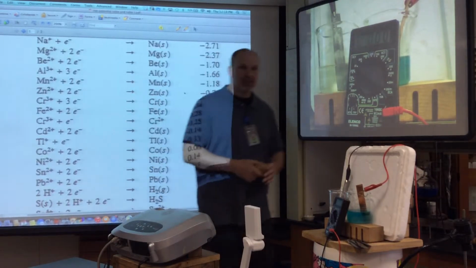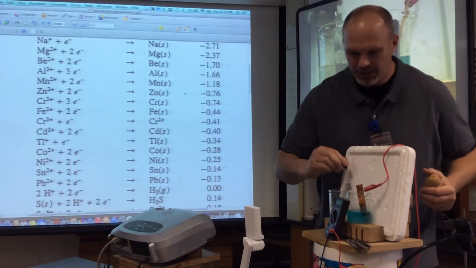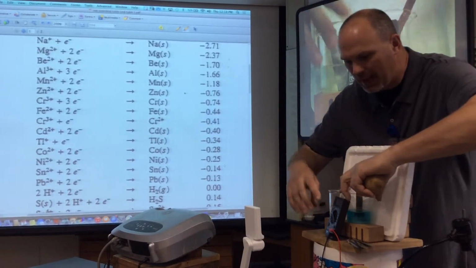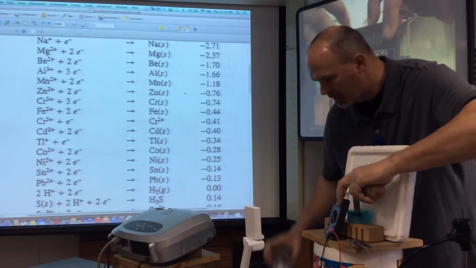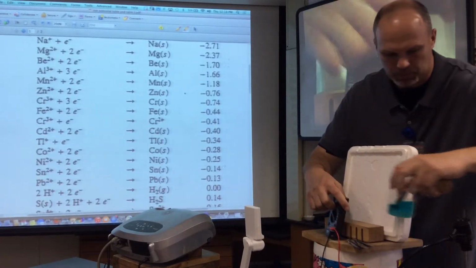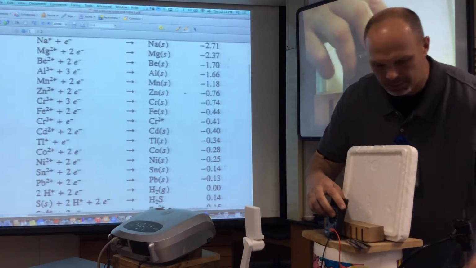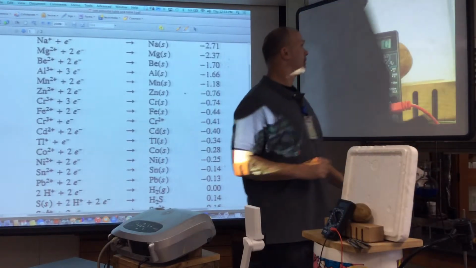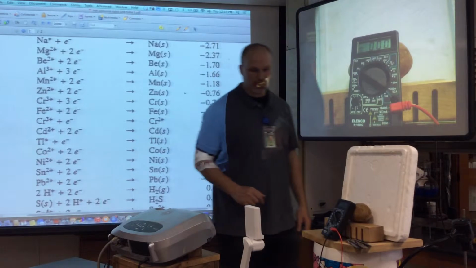So let's get rid of this setup. It might look pretty, but it's not necessary. So let's get rid of this. Let's add our potato, and we have no voltage.